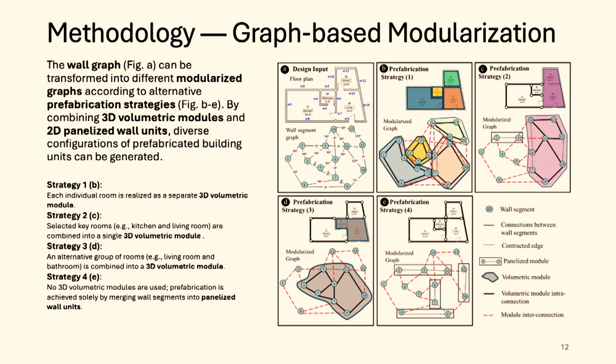For figure C, we combine the kitchen and the living room into 3D modules. For figure D, we combine another 2 rooms, but the shape is a little bit irregular. And finally, we do not use any modules. For the last scenario, we just use the fully parallelized approach, where we combine the wall instances into longer manufacturable panels. Okay, so this is how different modularization strategies can be represented using graph models.